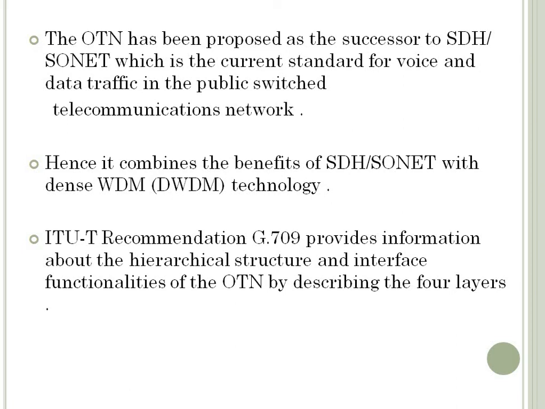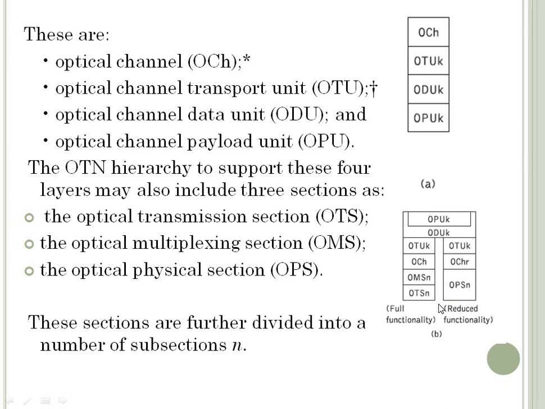ITU-T recommendation G.709 provides information about the hierarchical structure and interface functionalities of the OTN by describing the 4 layers. So these are optical channel, optical channel transport unit, optical channel data unit and optical channel payload unit. This is what is shown here.